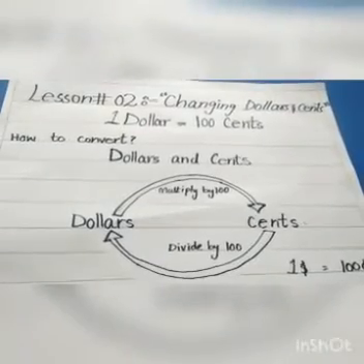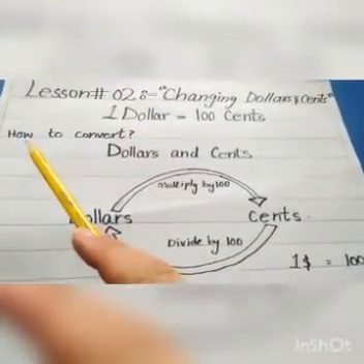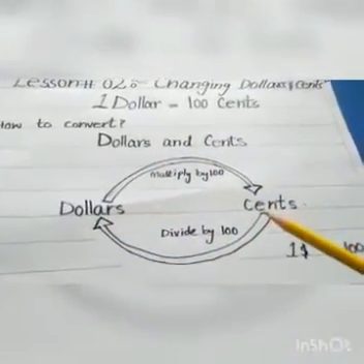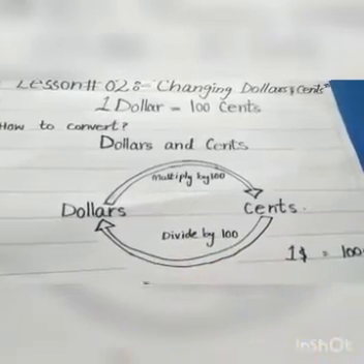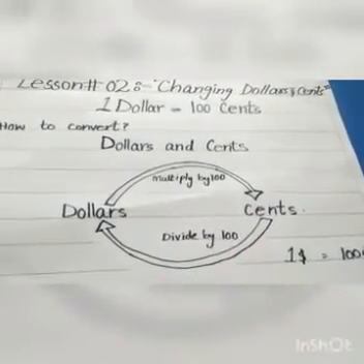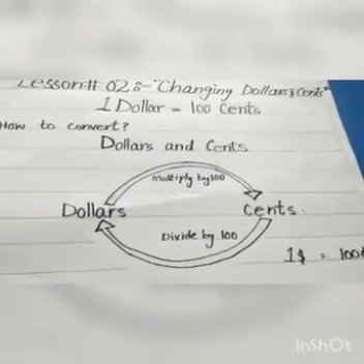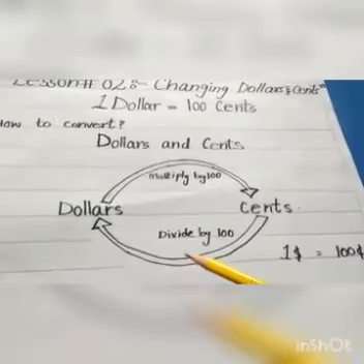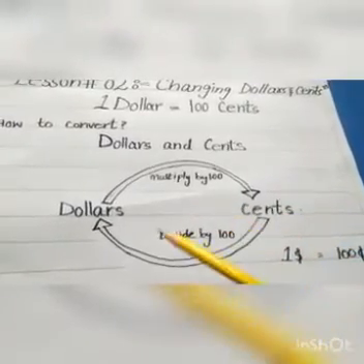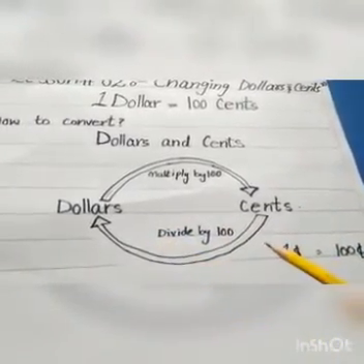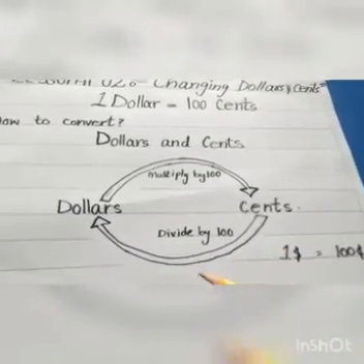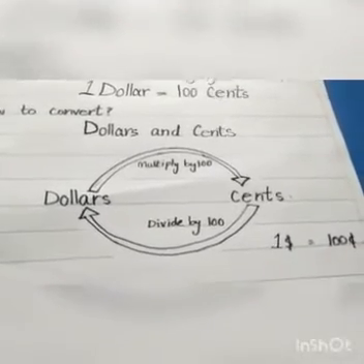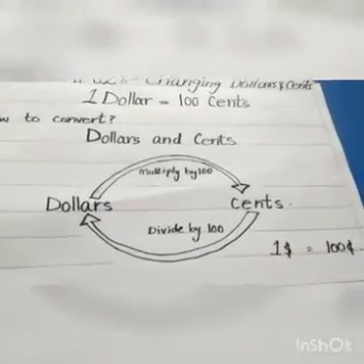If you have to convert from dollars to cents, you need to multiply the amount in dollars by 100. And if you have to convert cents to dollars, you need to divide that amount by 100. So 100 is the conversion factor we're using simply because $1 is equal to 100 cents.